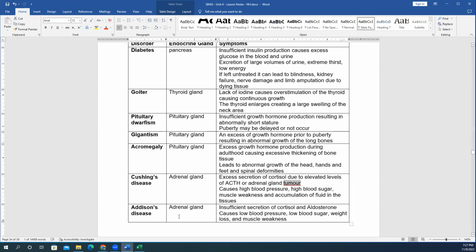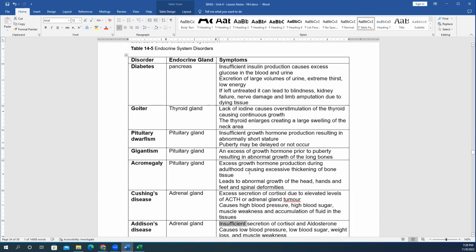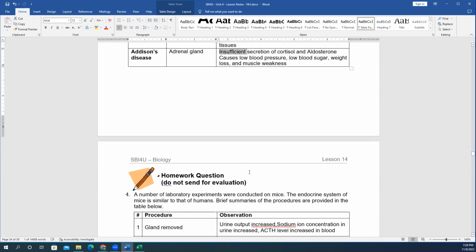In Addison's disease, there is insufficient, not excessive as in the case of Cushing's disease, but insufficient amounts of cortisol and aldosterone. And what this does, it causes low blood pressure, low blood sugar, some weight loss, and muscle weakness in Addison's disease. So these are some examples of disorders of the endocrine system and the various glands and hormones that are involved.